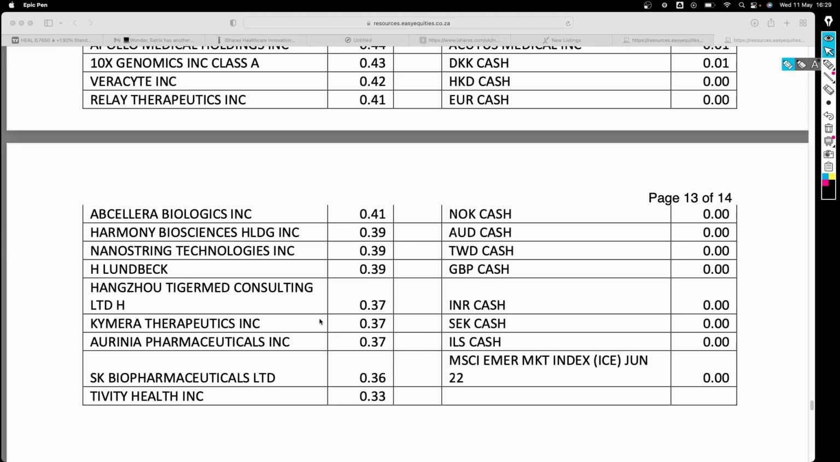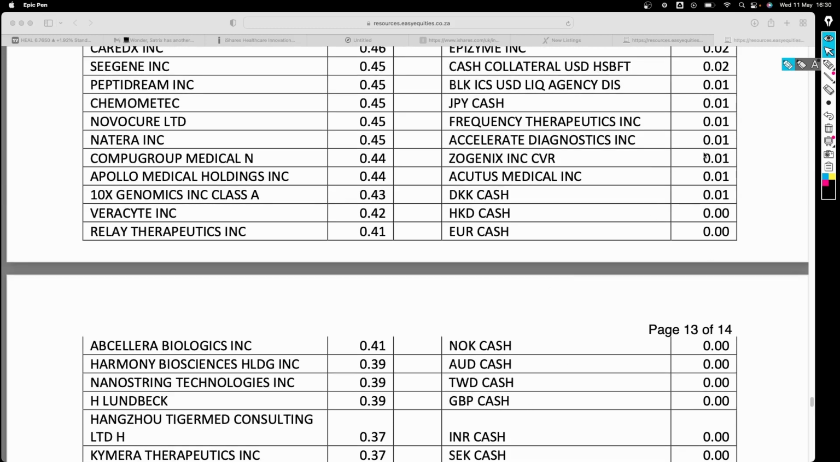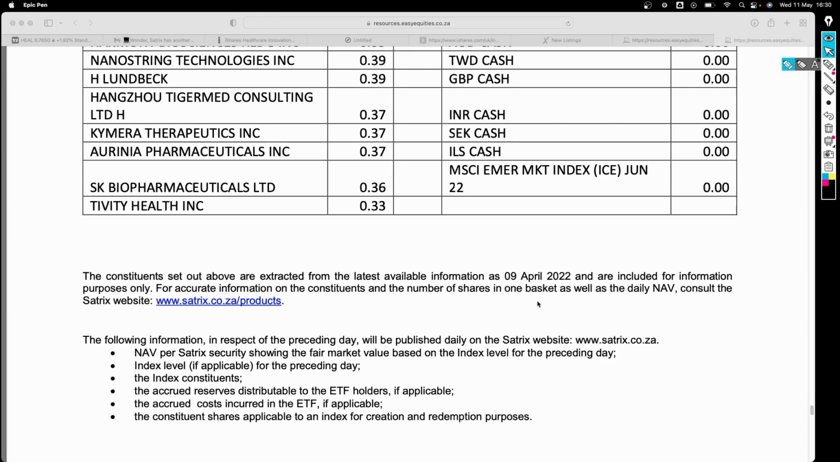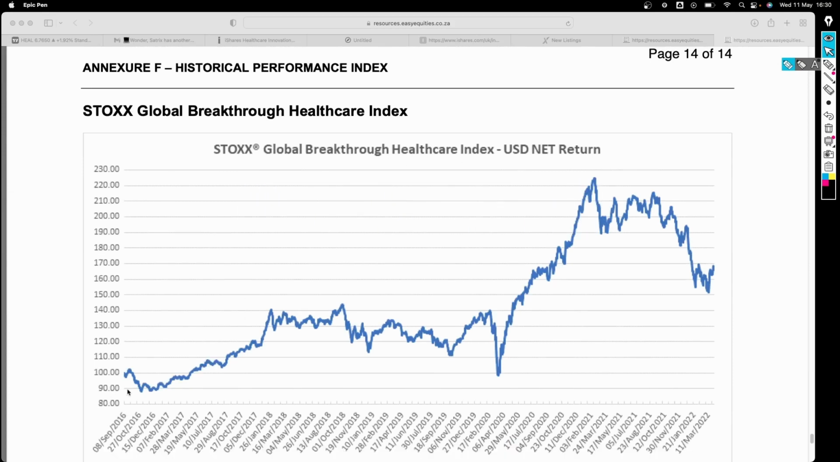It's a whole lot of companies, and then you can see that there's a bit of cash that they are keeping there in different denominations. There's Danish krone, Hong Kong dollar, euro, Norwegian krone, Australian dollar, and British pound as well. So it's different kinds of currencies that they will be holding. But if you look at the percentages of these cash holdings, they are insignificant, right? Like I said, they are tracking this index. We can see the index dates back to September 2016. It's been on an uptrend, but today we are not discussing the performance of that index. We are just sharing information with regards to this.